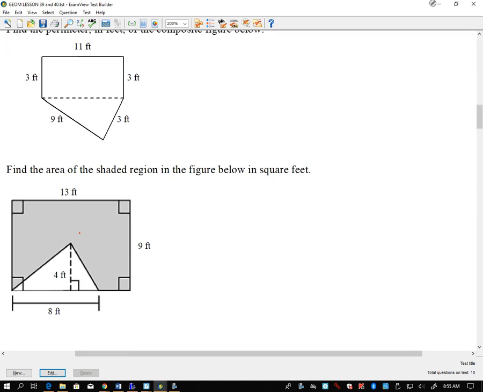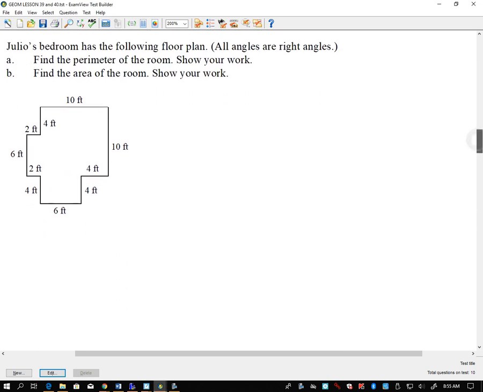Here, if we're looking for the area of the shaded region, we would find the area of the rectangle and subtract the area of the triangle from it. Does that make sense? Okay, and we could do that a lot easier than, say, trying to do this where I've got a trapezoid here and a triangle here and a rectangle there, right? So sometimes subtraction is easier to do than the addition, right?